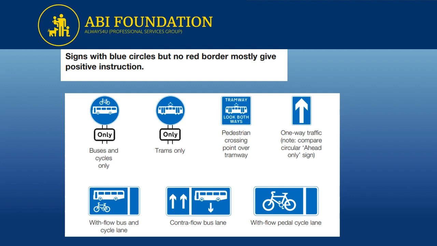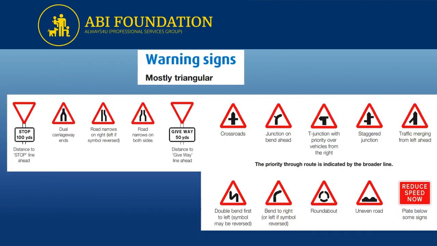Please look at the signs. Now, I told you that it's the shape, then the color, and then the information. So if the shape is triangular, it generally is a warning.